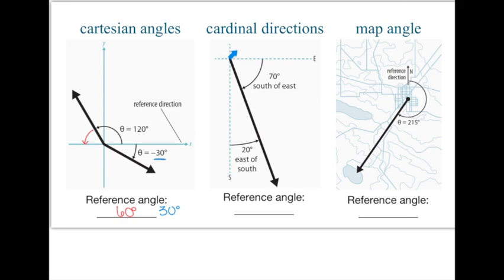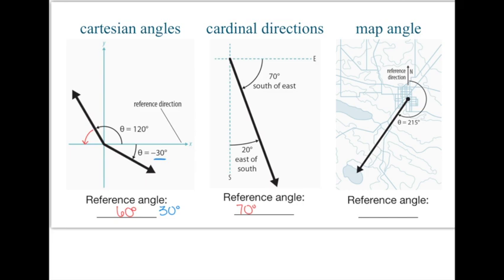So if you look at this, hopefully you know your north and your south and your east and your west. If you don't, you need to learn them, right? Cardinal directions, 70 degrees south of east. Well, here is east. South of east is down. So this is where 70 degrees south of east would be. What's nice about that one is my reference angle for it is going to be exactly what they gave me, 70 degrees. That's how far away I am from my closest x-axis.